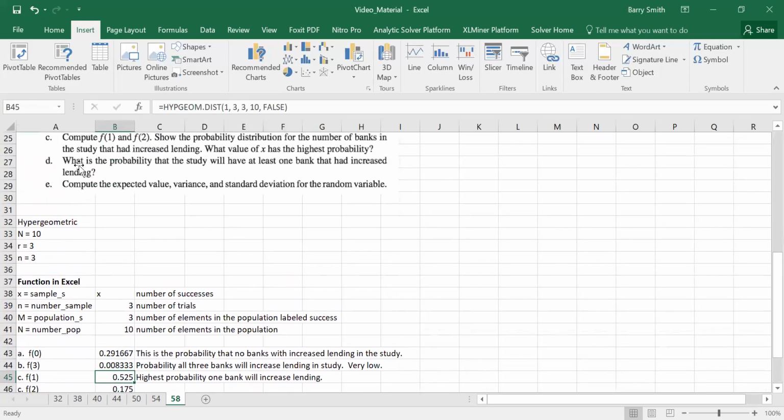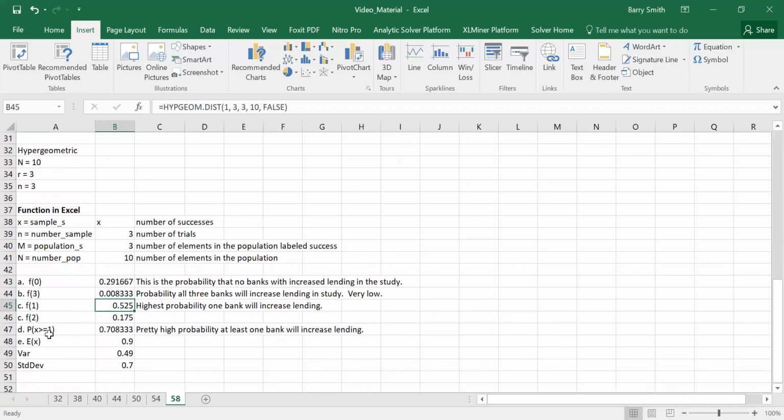All right, what was the next one? What is the probability the study will have at least one bank that has increased lending? Well, that's going to be greater than or equal to 1. And so basically, we're just going to take 1 minus the f of 0, okay? And that's just the easiest way to do that one, because if you know the 0, you just take 1 minus that. That's going to be everything greater than that.